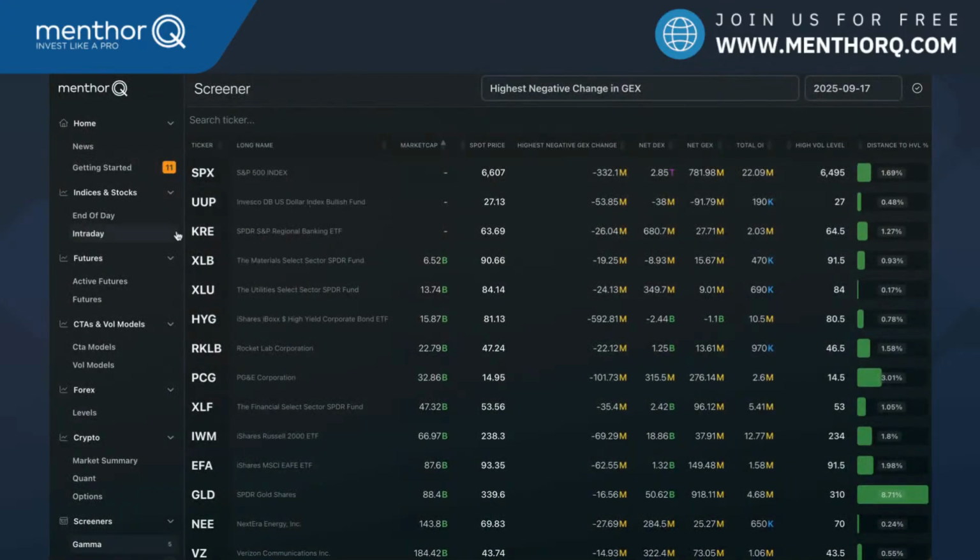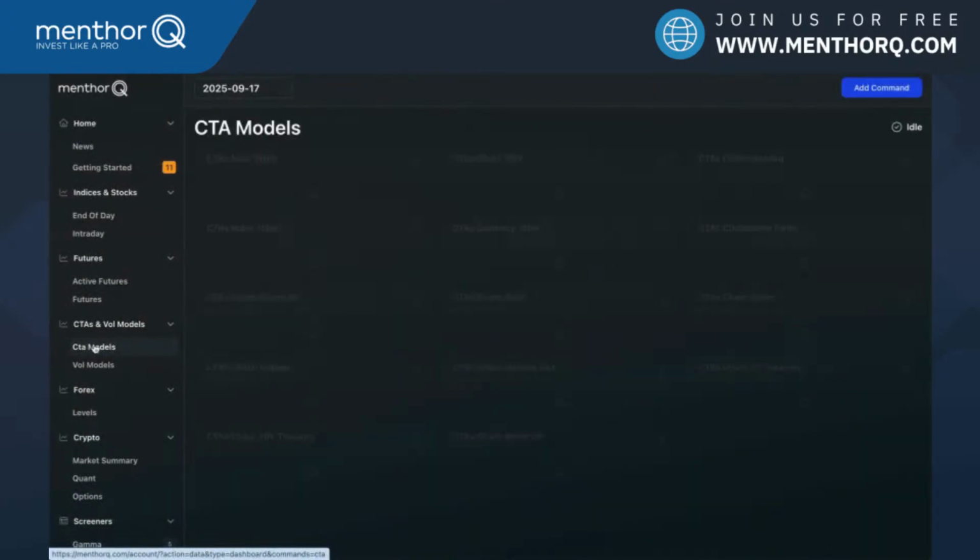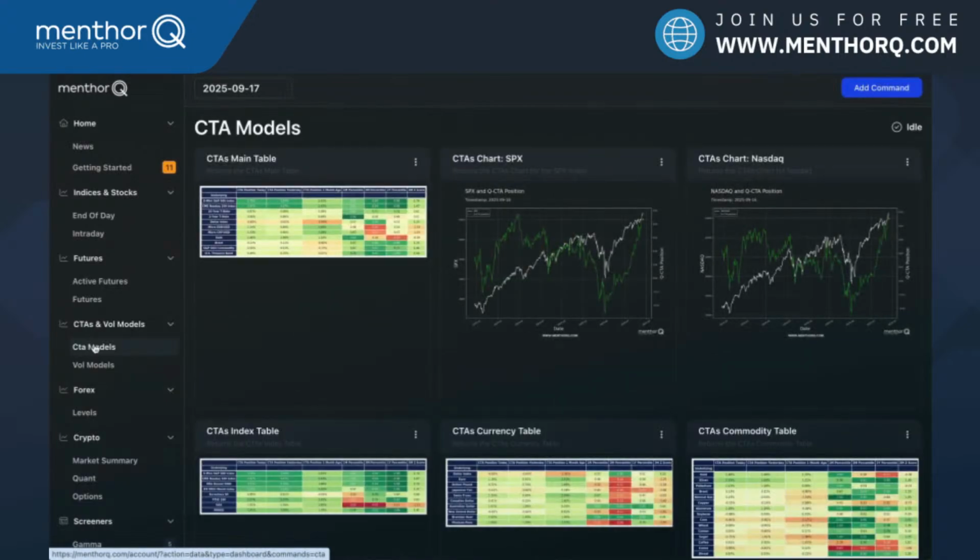So that can become an interesting indication. The next step we're going to talk about is CTAs, right? So you can find our CTAs models here. These are going to be very important for futures traders. And why is that? Because CTAs are commodity trade advisor funds.